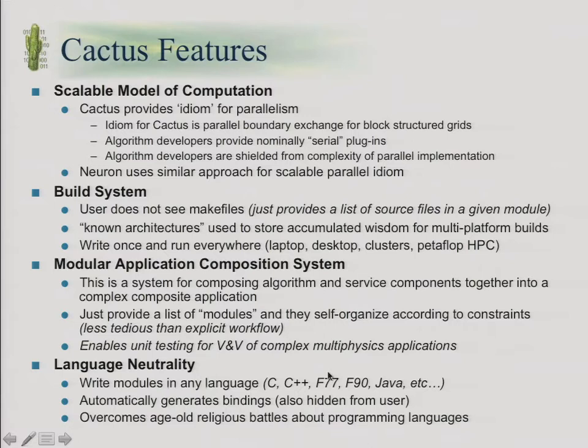Yeah. And V&V stands for? Verification and validation. So, V&V, unit testing and V&V. The modular composition system enables us to automatically generate unit tests. So when you define a module and you've decided that you've got it to the level of correctness, then you can press the record button that says, when I present this input, this is what the output should look like. And if that continues to match, then this module is still valid.